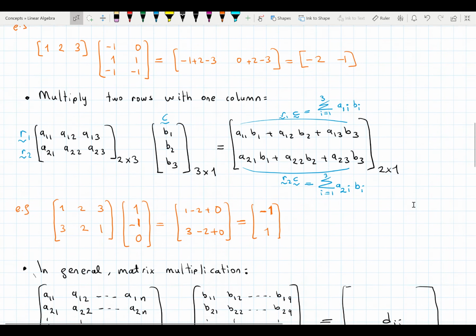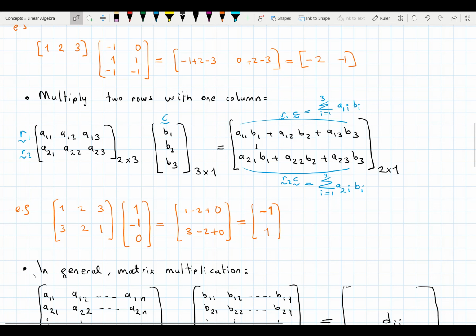Okay, now let's do multiplications of 2 rows with 1 column. So this is row 1 and this is row 2 and this is a column. So you have 2 rows, 3 columns, and 3 rows, 1 column. So the result matrix has to be 2 rows, 1 column. This row by this should give us this entry. This row by this should give us this entry.